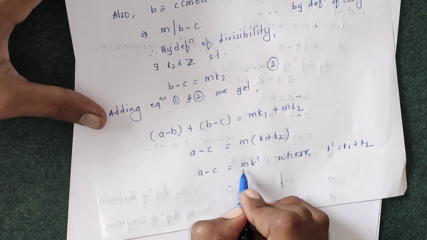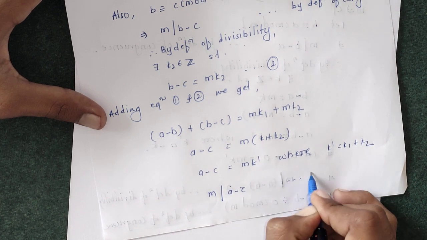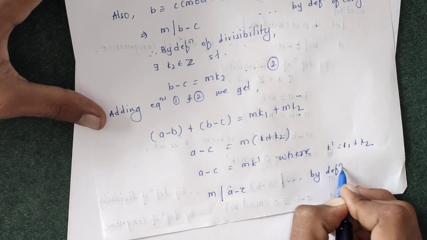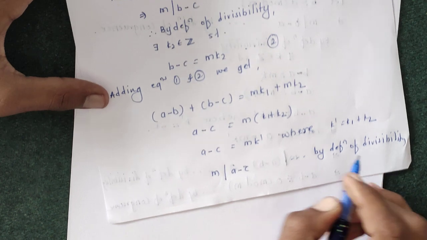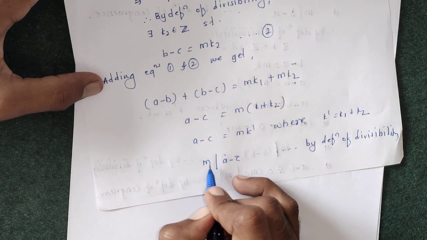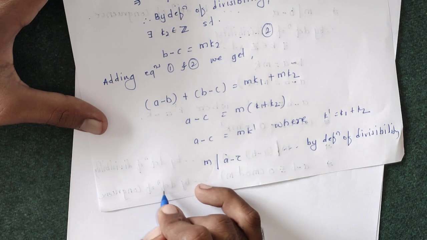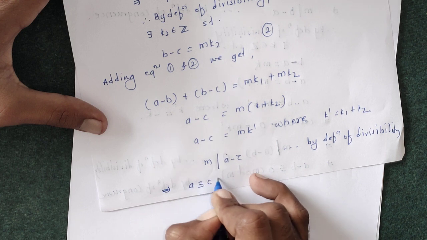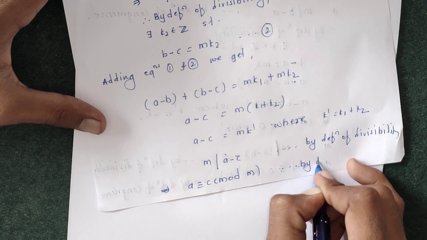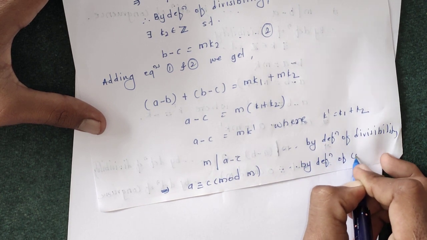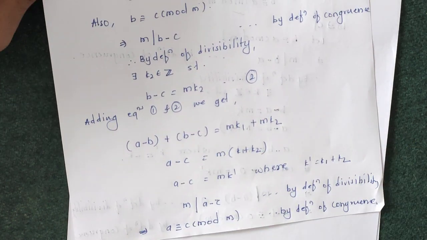Therefore, by using the definition of divisibility, we can say that m divides a minus c. And using the definition of congruence on this step, m divides this difference a minus c implies a is congruent to c mod m. This gives us a is congruent to c modulo m, by using the definition of congruence.